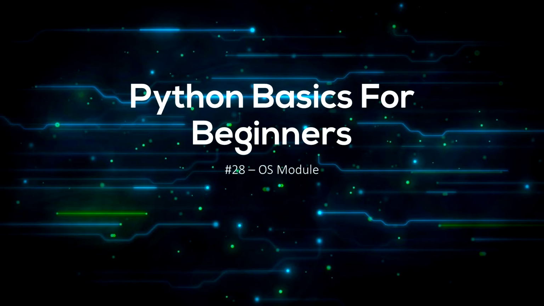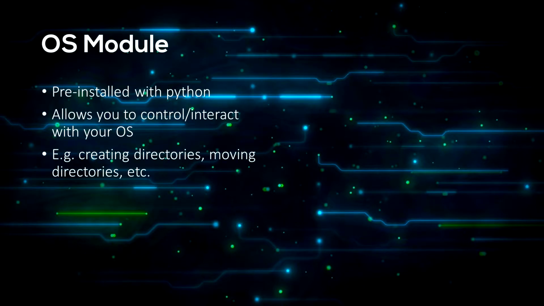In this video, I will be showing you how to use the built-in module OS, which is short for operating system. This module comes installed with Python, so there is no need to install it with pip. The OS module allows you to control and interact with your operating system, whether that be Windows, Mac or Linux, and we can do things like create directories, move directories, copy directories, all that good stuff. Okay, let's jump right into it.